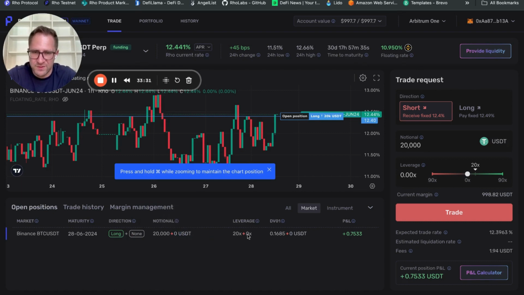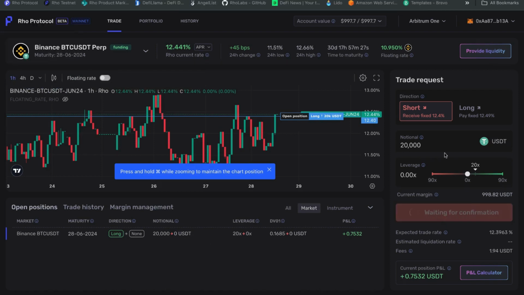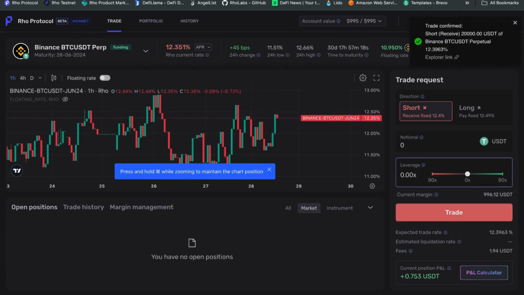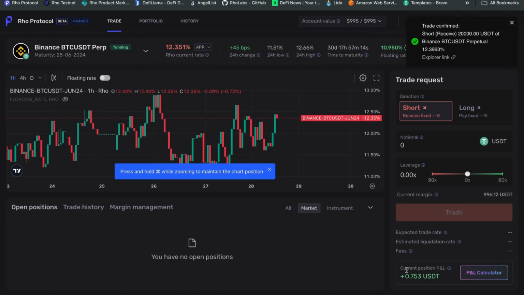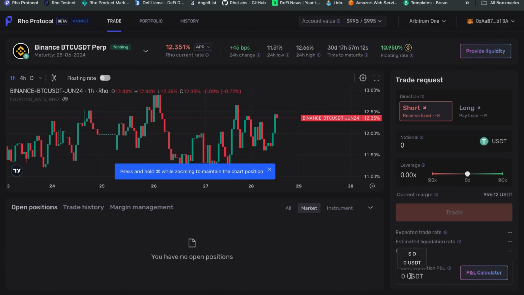The notional is going to be 0, leverage is going to be 0, DV01 is going to be 0, and I'm going to close the position, right? So for example, right now, if I press trade and do that, my position is closed, or will be closed in a second. Boom, you see that the position disappeared. I actually lost a little bit of money because of the fees, right? Because we only accumulated 0.7 USDT P&L.